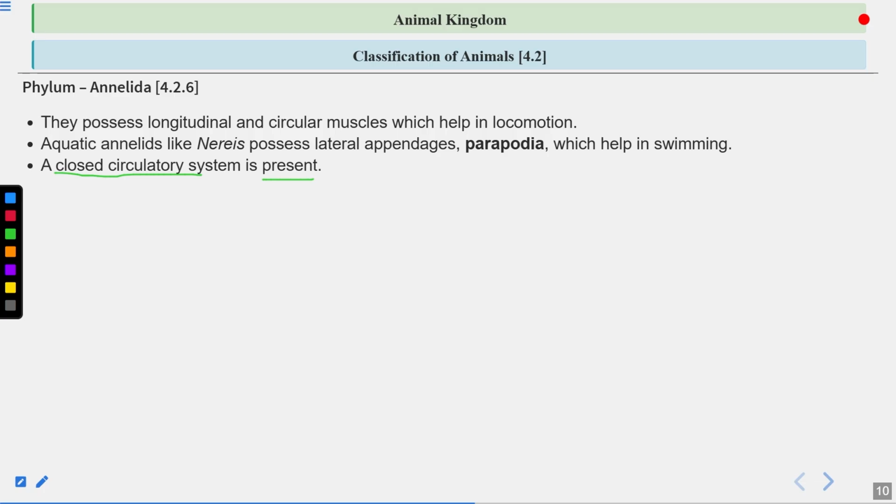So this is for your remembrance, but it is not mentioned in your NCERT. So if you do not remember, then also it is okay. But if you know at this level, it is very good. It is very good. Okay.